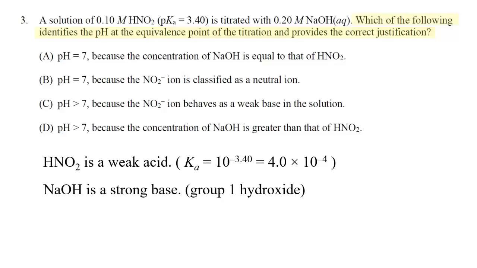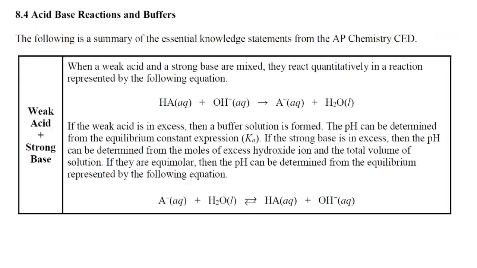Now, take a look at one of the essential knowledge statements from topic 8.4, acid-base reactions and buffers. In this example of a weak acid and a strong base, when they are mixed together and you get to the equivalence point of the titration, that is, if they are equimolar, which is what happens at the equivalence point, then the pH can be determined from the equilibrium represented by the following equation.